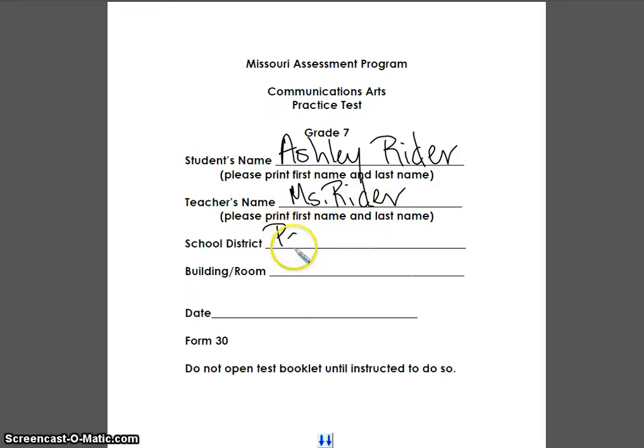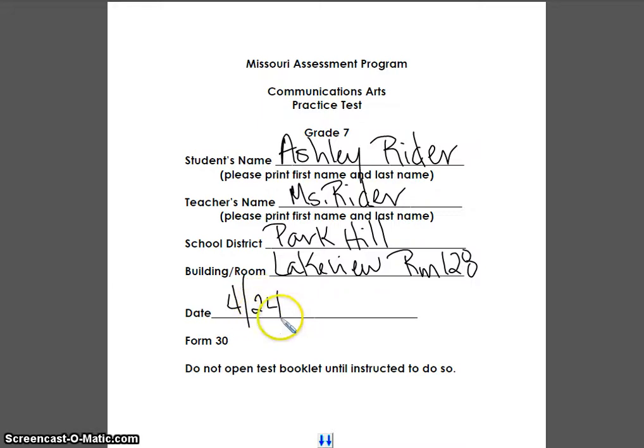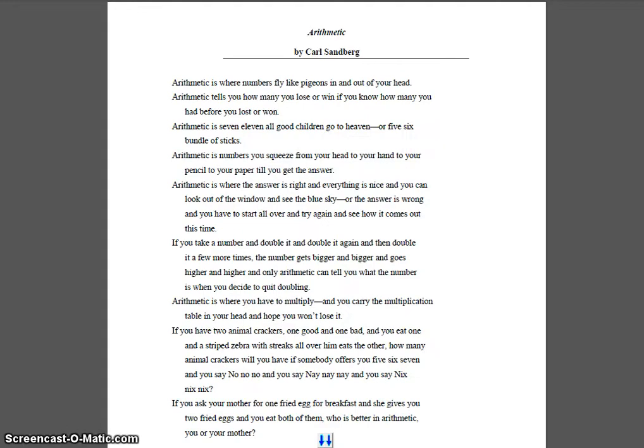For school district, please put Park Hill. For building or room, please put Lakeview, room 128. And for the date, I want you to go ahead and put this date, it'll be the 24th. Okay? Remember that when you're taking the MAP test, it's extremely important that you follow all directions, so that's why we went through this specific step here.